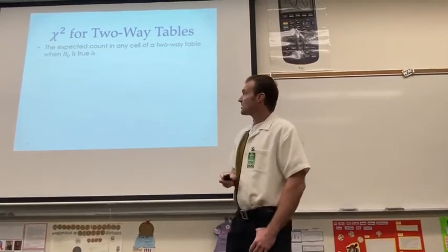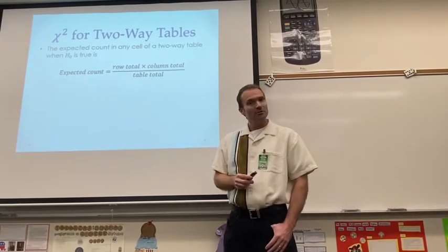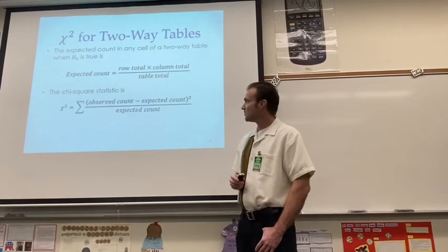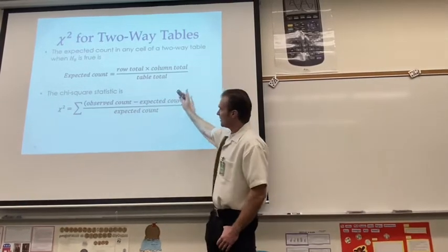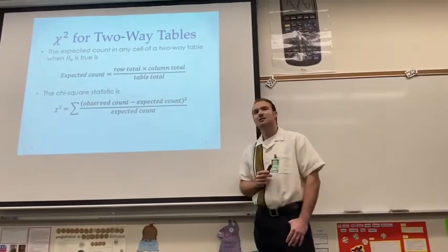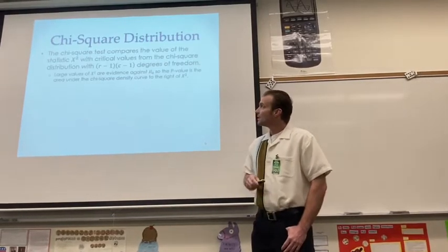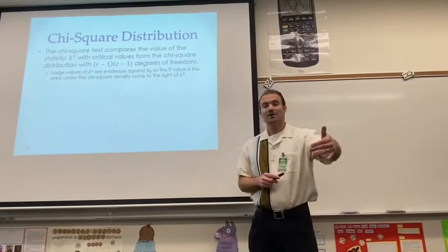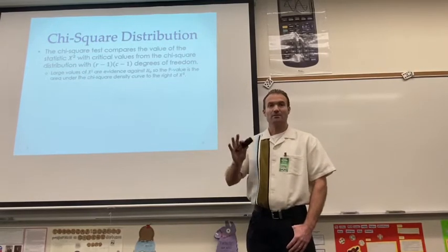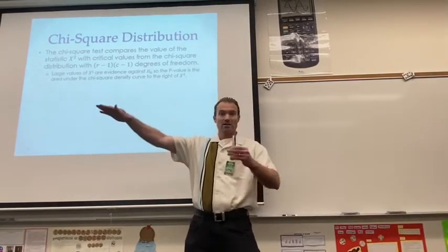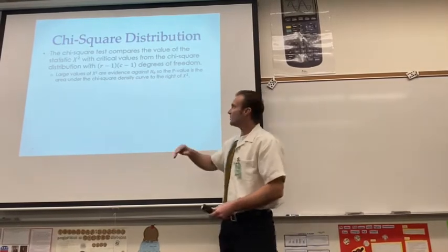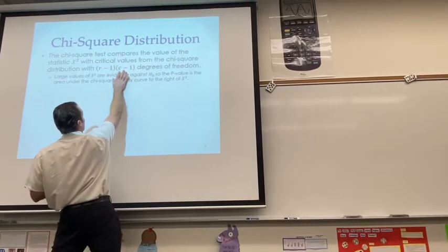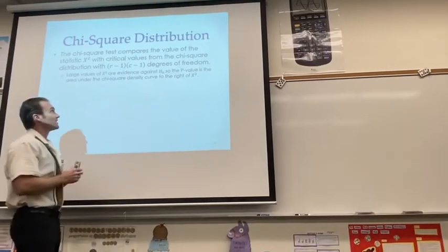To get the expected counts, it's the row total multiplied by the column total divided by the table total. And our chi-square calculation is the same as it was yesterday: observed minus expected squared divided by expected, and we take the sum of all those. Degrees of freedom is a little bit different for this test. Yesterday, for the goodness of fit, it was the number of categories minus 1. But now we have categories going two ways, hence two-way table. So it's the number of rows minus 1, times the number of columns minus 1. Each column will represent a new category. Take the product of that.